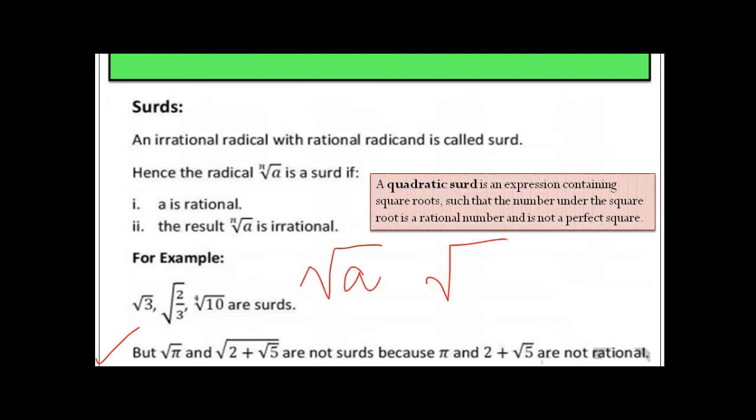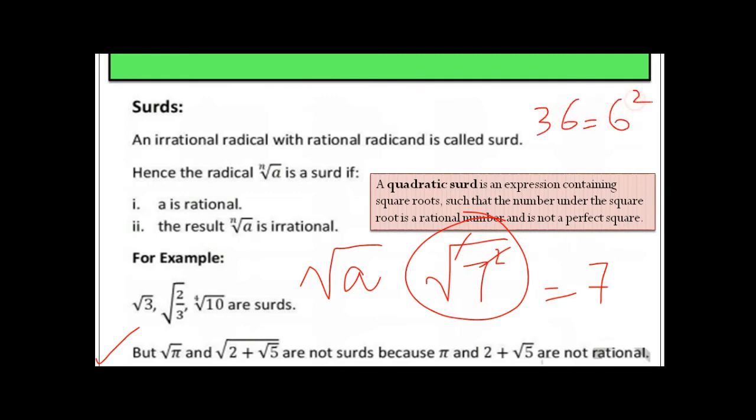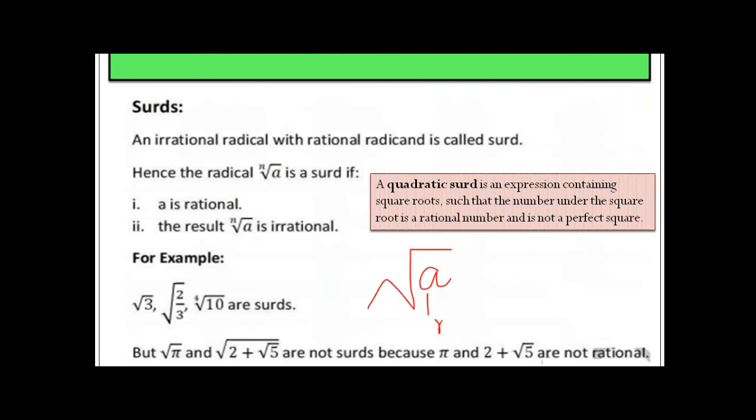Like if I say root of 7 squared is 49, so this will not be a surd because ये तो हमारे पास कैंसिल हो जाएगा और आंसर इसका 7 आ जाएगा. Or if we say root 36, so 36 is a perfect square of 6, सो ये क्या हो जाएगा? हमारे पास कैंसिल हो जाएगा, आंसर 6 आ जाएगा. The number under the square root should be a rational number, fine, and is not a perfect square, ठीक है. Let's move to the next slide.